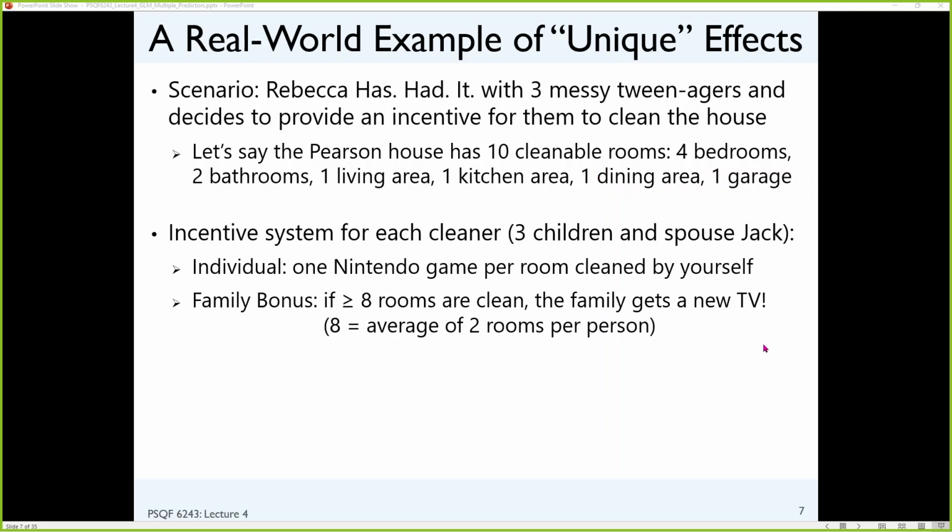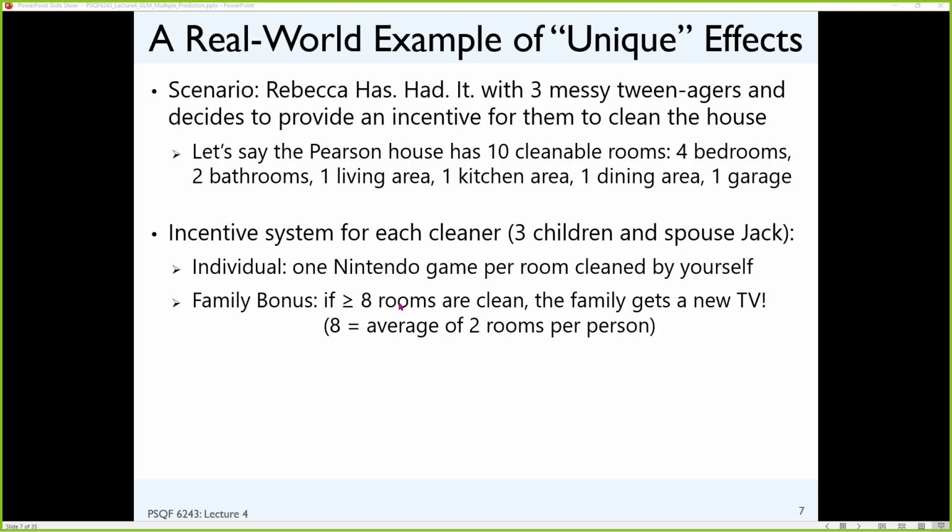Okay. So she makes a deal with them. This is a very sweet deal. For each person who cleans at least 1 room by yourself, you get a new Nintendo game. Hooray. So that's an individual level prize. But she also wants the whole house to get clean. So she decides to make an incentive.